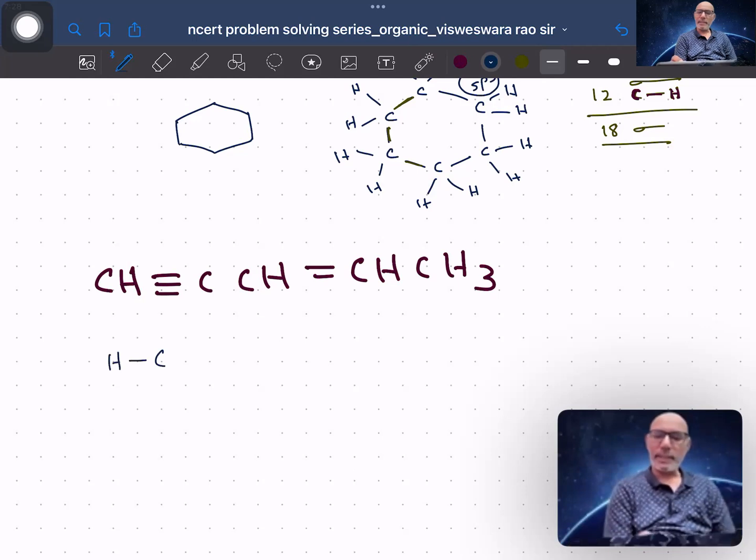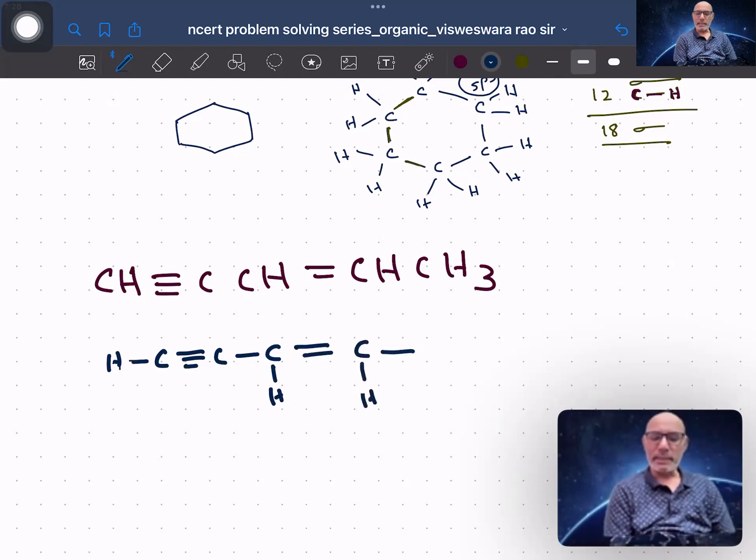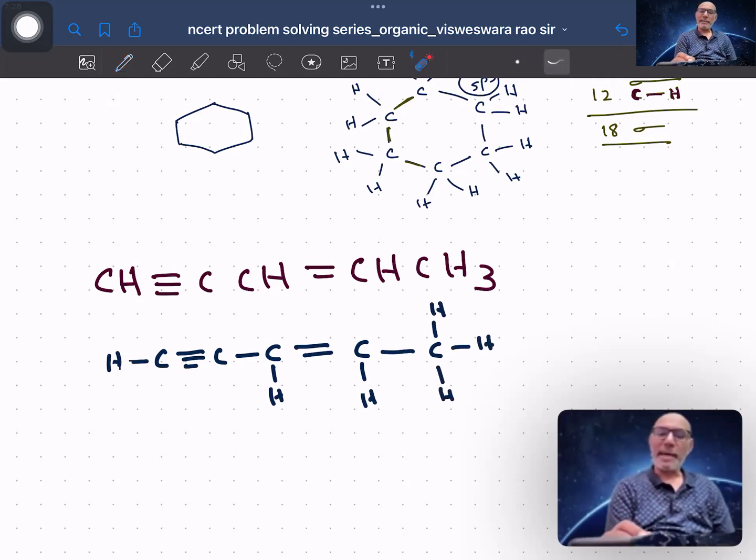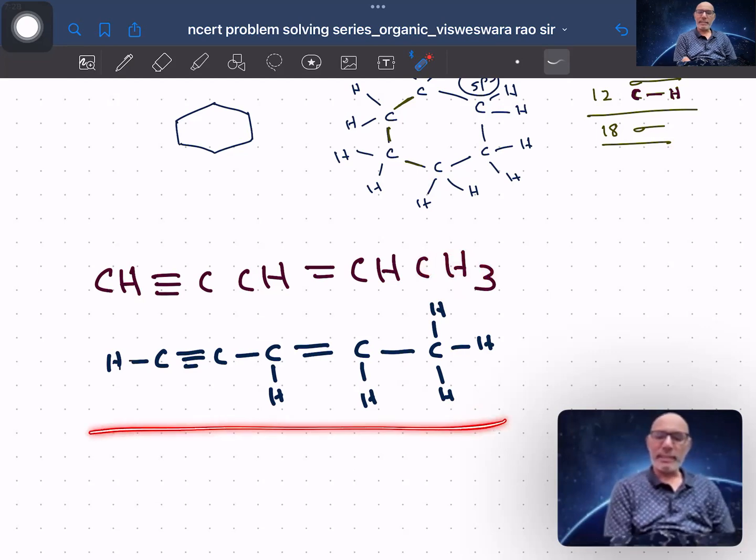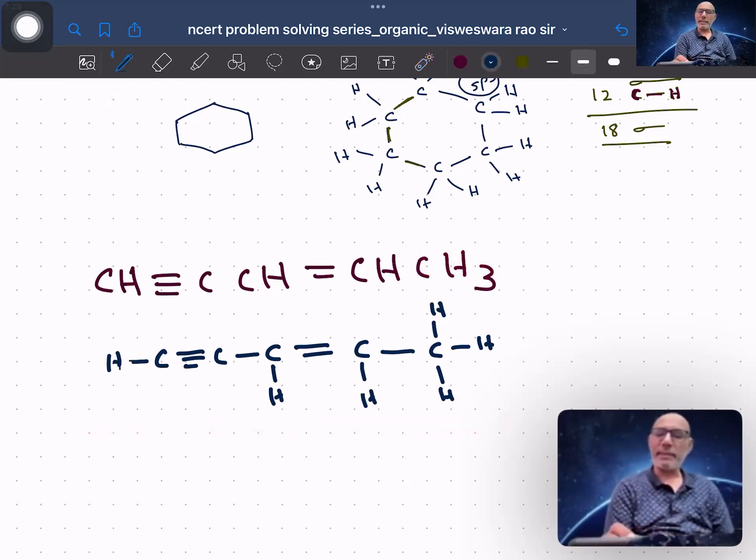So I'm writing this: CH, triple bond, carbon, and C. Here hydrogen is there, double bond, carbon. Here hydrogen is there. And I'm writing it completely like this for your understanding. Once you practice this properly, no need to write like this. You can directly count the 3 CH sigma bonds. I wrote the structure clearly here for your understanding only.